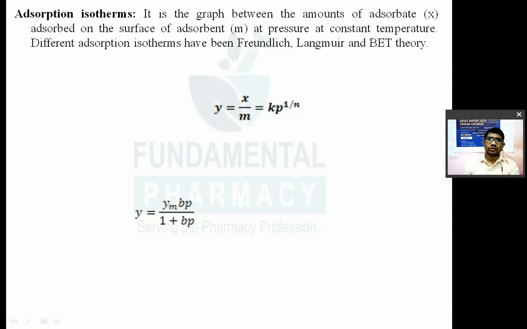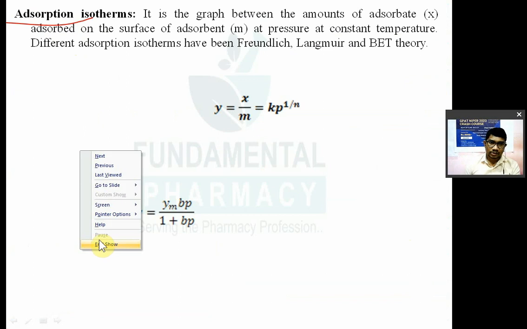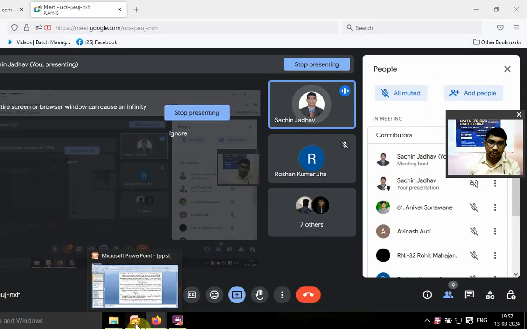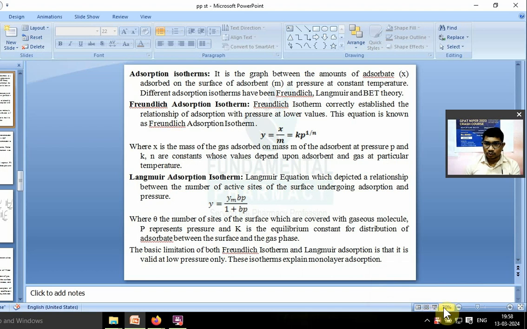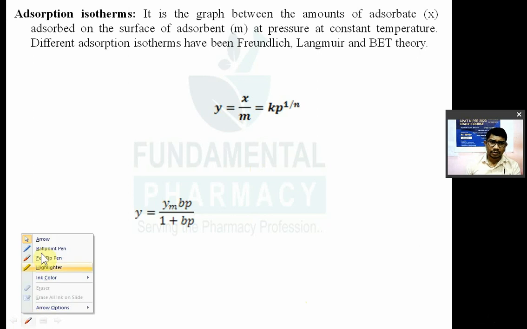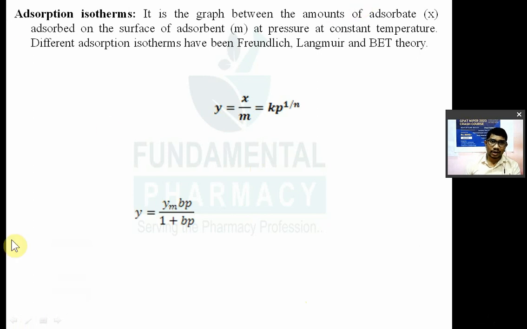Next, adsorption isotherm. Adsorption on a solid surface, forming either a monolayer or multilayer, is known as an adsorption isotherm. So what is it? It's a graph of the amount of adsorbate, that is x, adsorbed on an adsorbent. There are two things here: the adsorbate, which is being adsorbed, and the adsorbent, on which it is adsorbed.